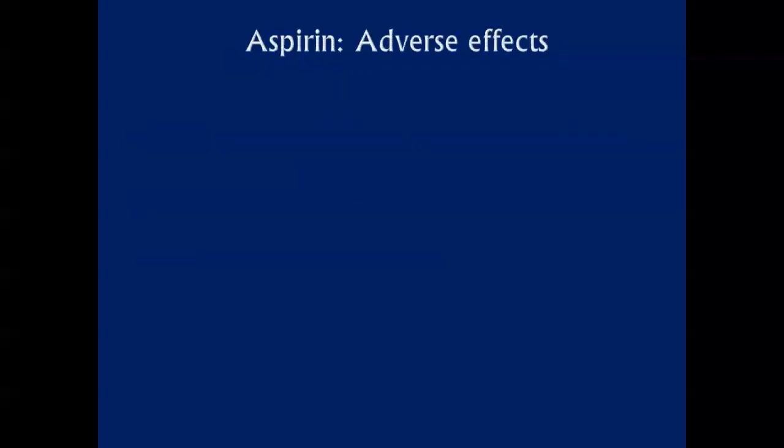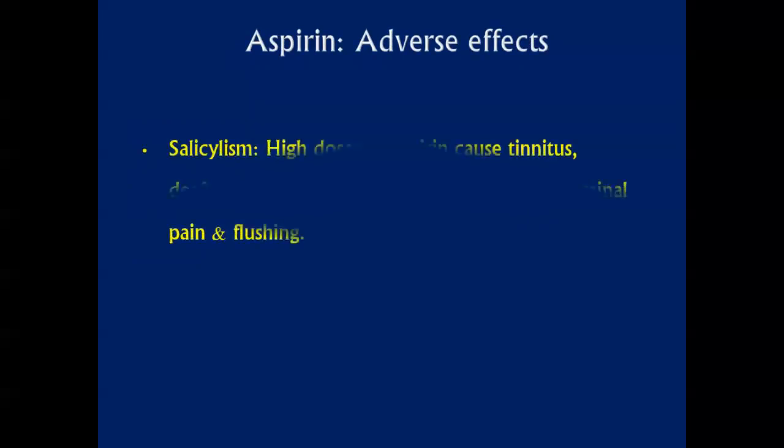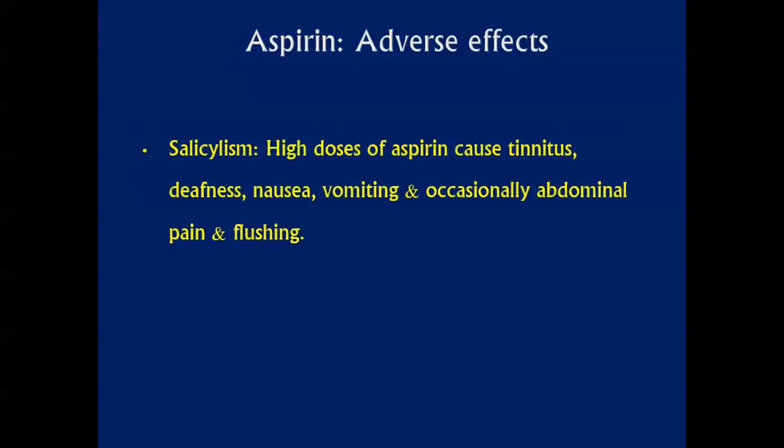Okay. Aspirin adverse effects, of course, understandable. Salicylism, high dose of aspirin causes tinnitus. Why do we call it salicylism? It was called acetyl salicylic acid initially. It was salicylated. So based on that, the term was coined as salicylism. High dose of aspirin causes tinnitus, deafness, nausea, vomiting, and occasionally abdominal pain and flushing.